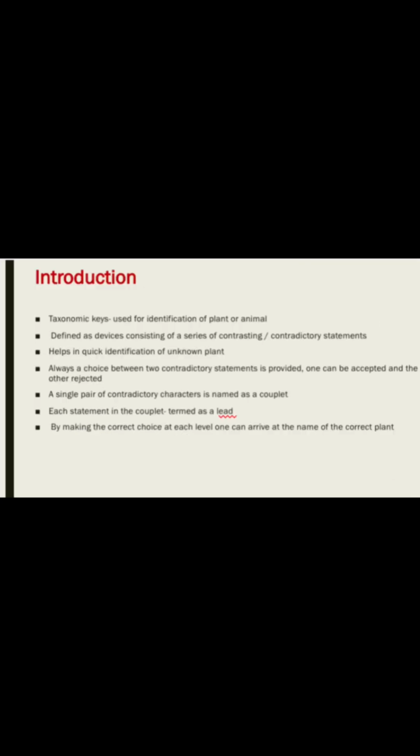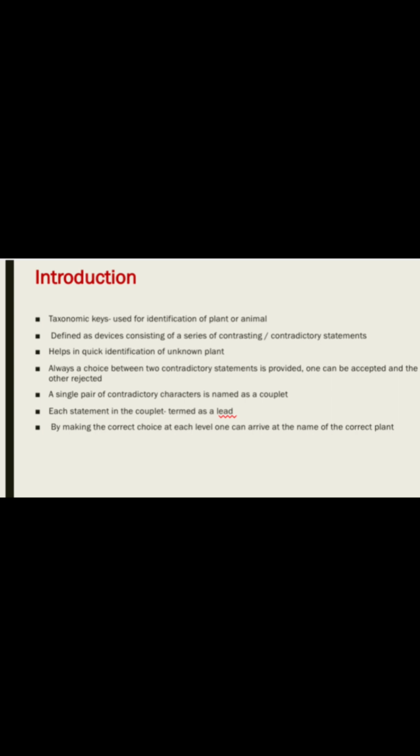Hello everyone, I am discussing taxonomic key. Introduction. Taxonomic key is used for identification of plants or animals. It is defined as a device consisting of a series of contrasting or contradictory statements. It helps in quick identification of an unknown plant.